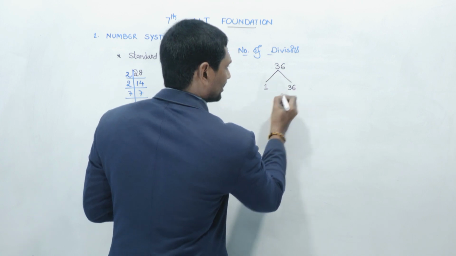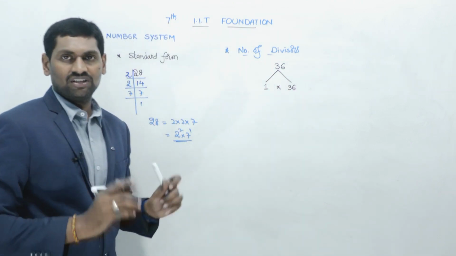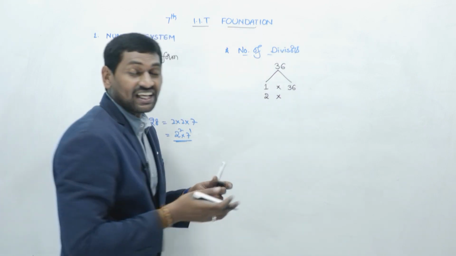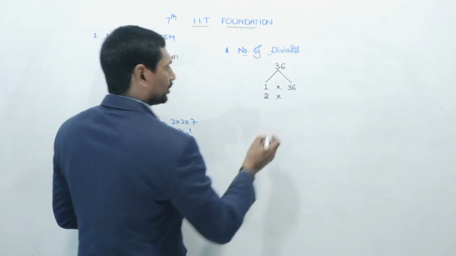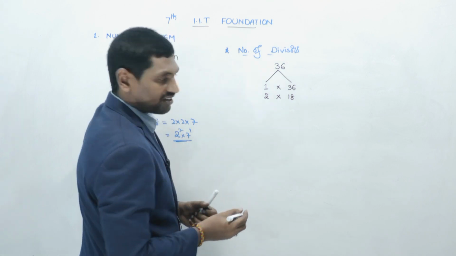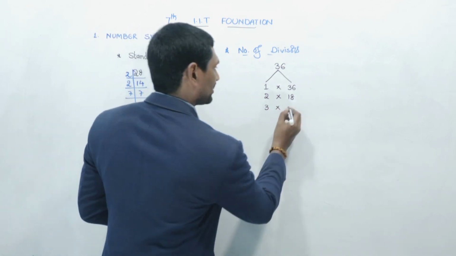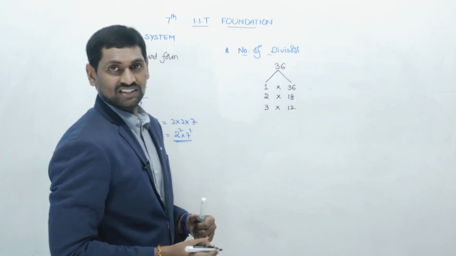So 1 times 36 is 36. One table done. Now let us check the 2 table. 2 table 36, yes, definitely will come because 36 is an even number. So 2 times 18 is 36. Now 3 table, 3 12s are 36.